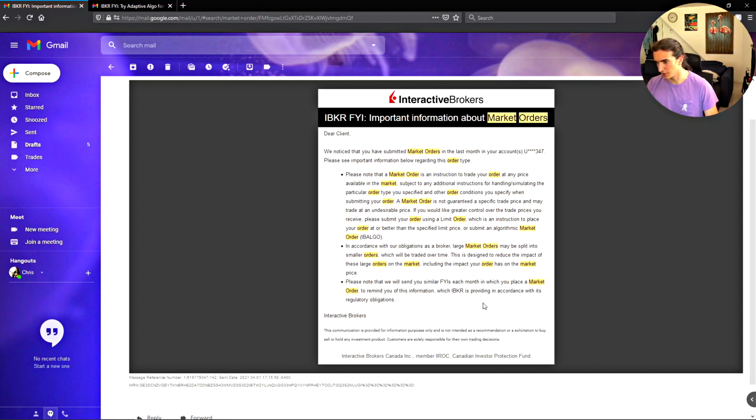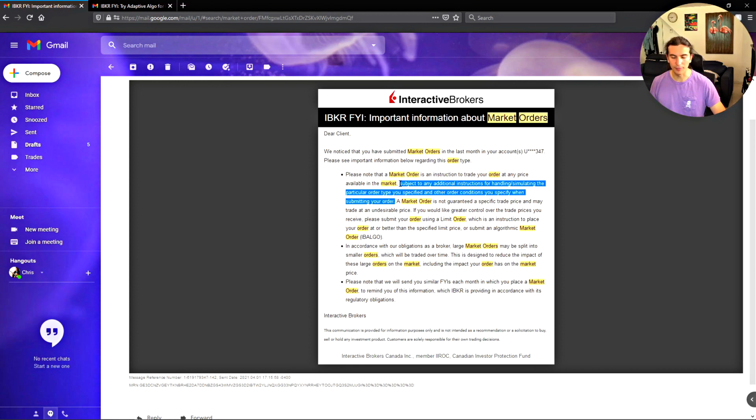So this is what they send to you if you use a market order. First, I'm going to read it out loud to you as they wrote it, and then I'm going to give you more or less my interpretation of it. Here we go. IBKR FYI. Dear client, we noticed that you have submitted market orders in the last month in your account. Please see important information below regarding this order type. Please note that a market order is an instruction to trade your order at any price available in the market, subject to any additional instructions for handling, simulating the particular order type you specified, or other order conditions you specify when submitting your order. Okay, so they do make a reference to an order that you attach a condition to.